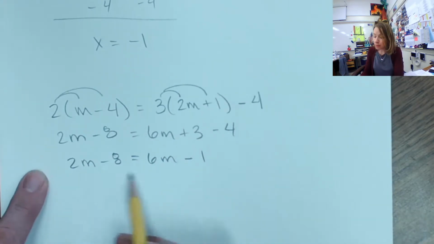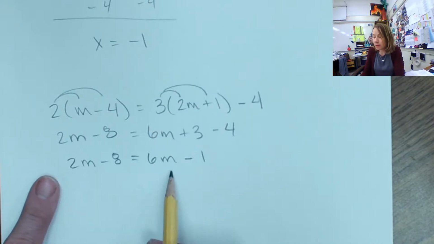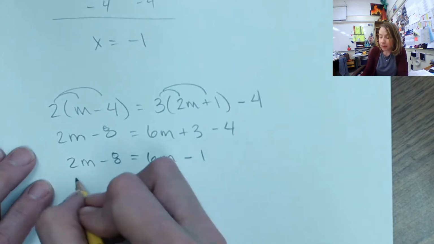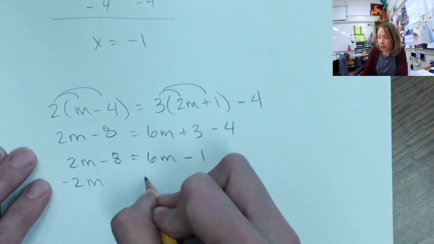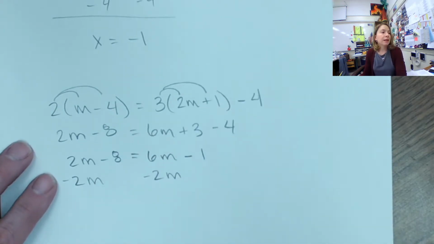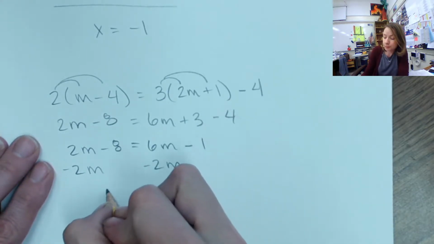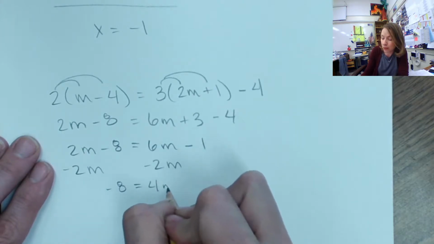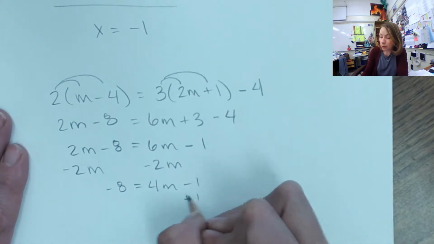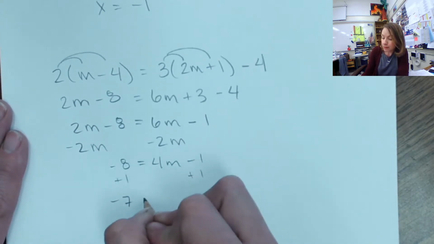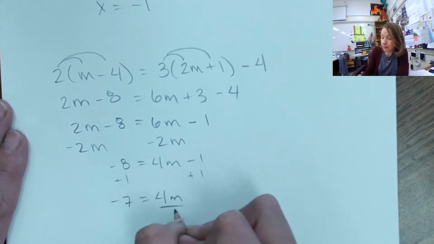I'm going to get my m's on this side because that way they'll still be positive. You could also move them over to the left. We'll look at that in a little bit. With the problems that we're going to do, it's going to just be a lot easier if we always have a positive number in front of our variable. So I'll have negative 8 is equal to 4m minus 1. Add 1 to both sides. Remember getting rid of that piece. Negative 7 is equal to 4m.